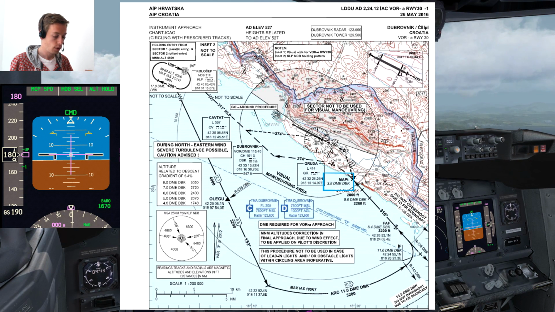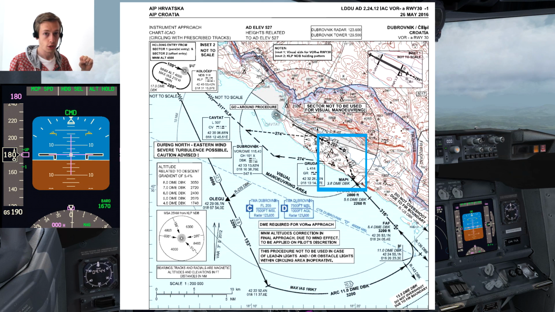Otherwise, if we do see the runway, we're gonna make a right turn heading 340, and then a left turn heading 295 to go to runway 30. Okay, so as you can see, a very interesting approach, actually.